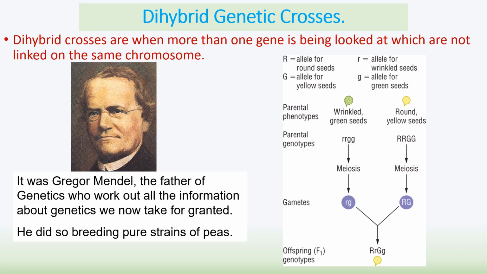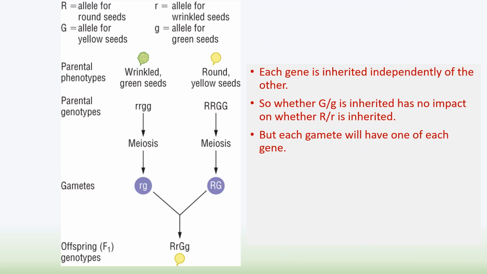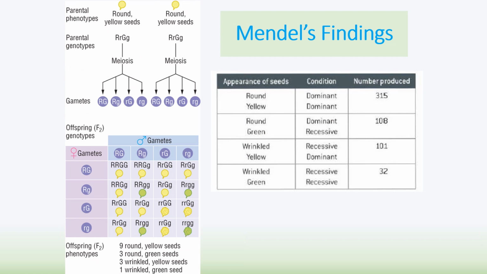When we're looking at more than one gene, which are not linked on the same chromosome, we can carry out what we call a dihybrid cross. Mendel came up with this law of segregation by finding these results. So we've said we should have a 9-to-3-to-3-to-1 ratio, but in real life, do these numbers actually follow that ratio? That's what chi-squared is for.